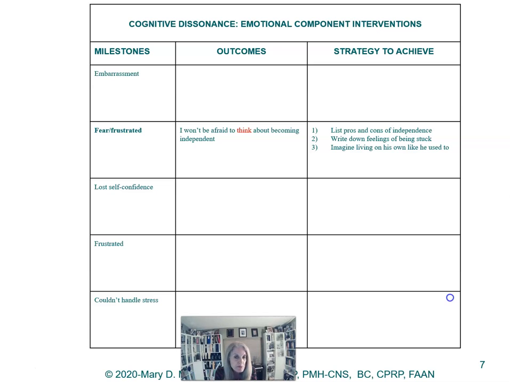And then he's to imagine living on his own like he used to when he was a drug dealer. And he was living high on the hog in his own apartment. So that's his task. I won't see him now for another couple weeks, and we'll see how he does. So that's the end of the slides that I have for this particular very brief module. But as you move through the treatment guide, you'll see that there's a chart for every single component.